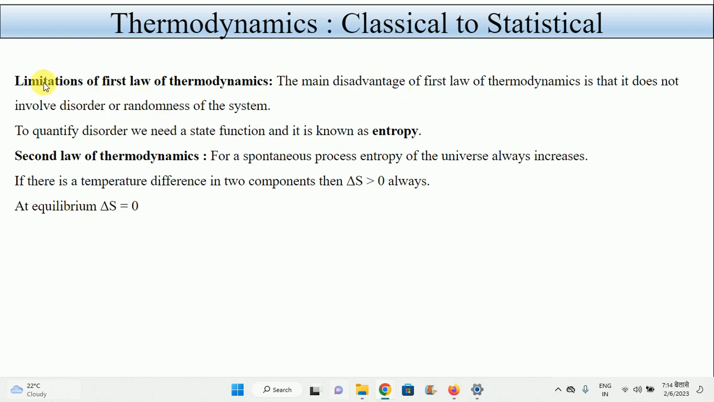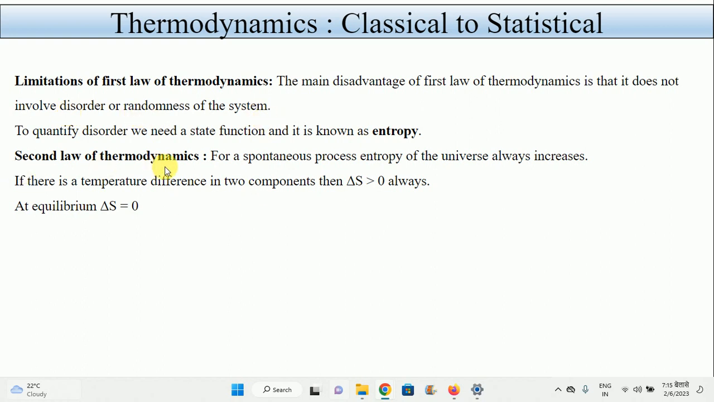After that, limitation of first law of thermodynamics. The main disadvantage of the first law of thermodynamics is that it does not involve disorder or randomness of the system. So to quantify this disorder, we need a state function, and that state function is known as entropy. So entropy is introduced to study this disorder and randomness.